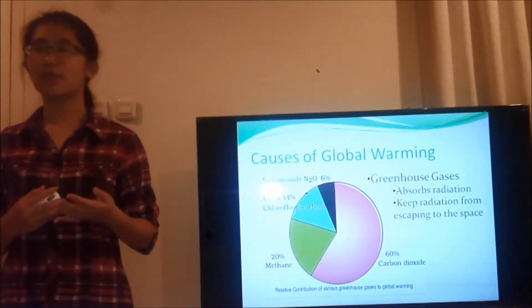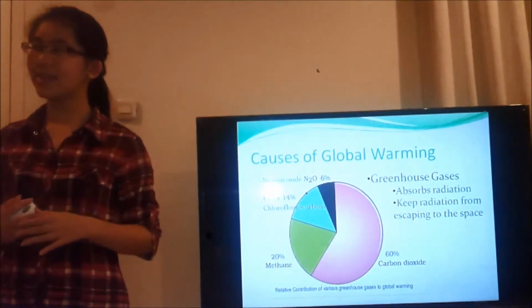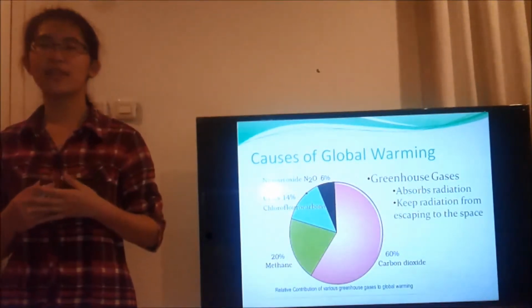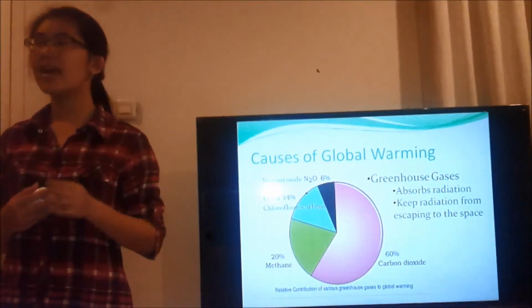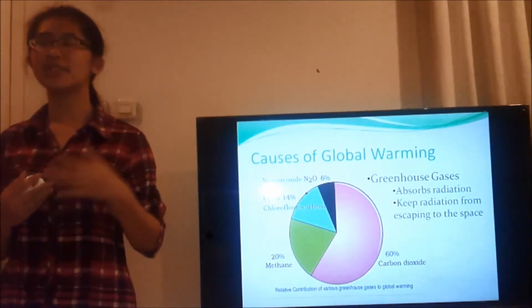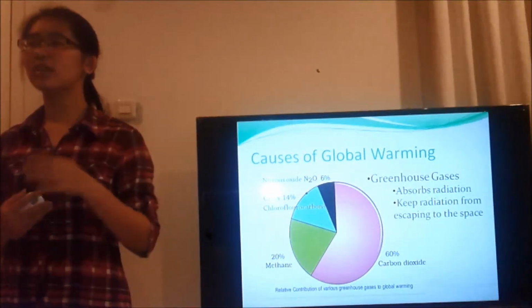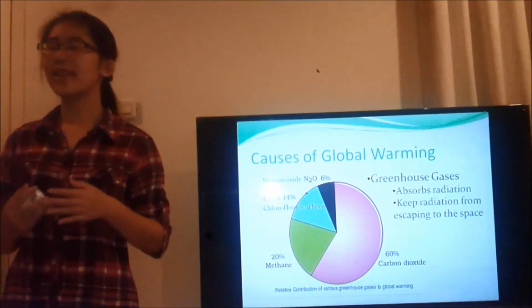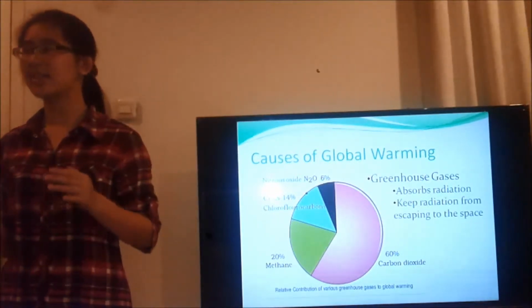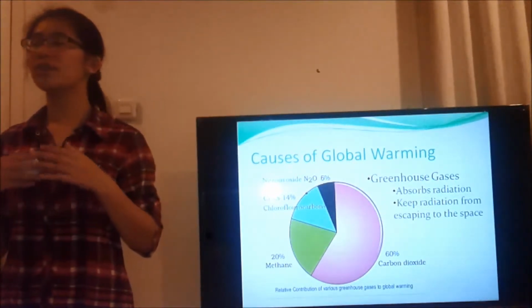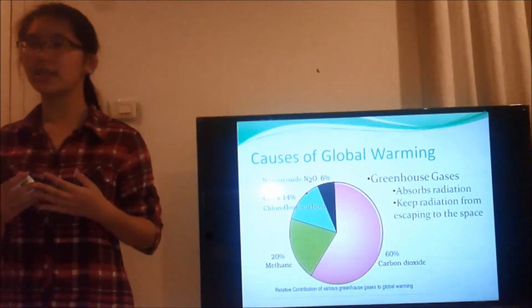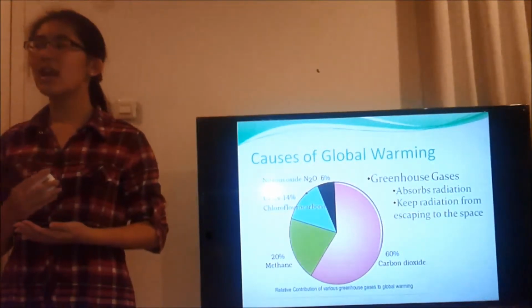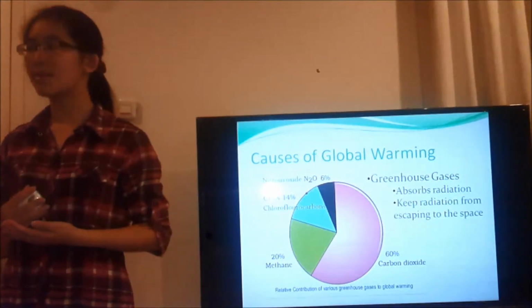So, as I said before, the main cause of global warming is the greenhouse effect. The greenhouse effect has greenhouse gases that are responsible for absorbing the sun's radiation and keeping it from escaping into space. That's why, if there are too many greenhouse gases in the Earth's atmosphere, it means more of the sun's radiation is kept in the Earth. That's why the Earth's temperature will continue to rise, and it will make global warming get worse.